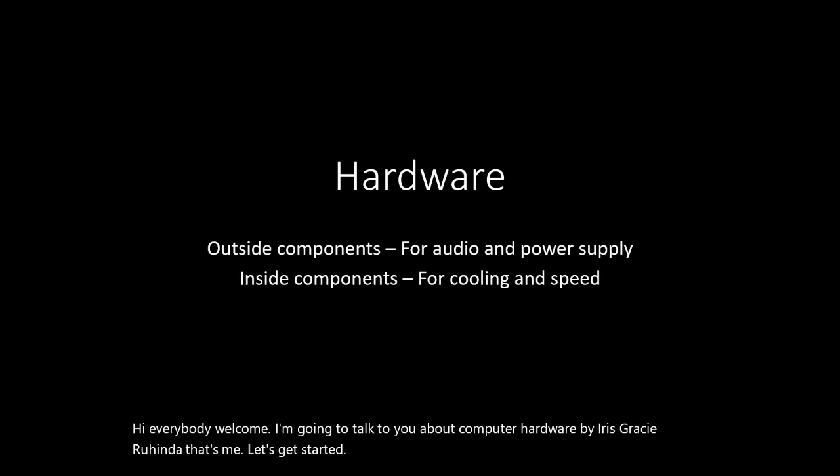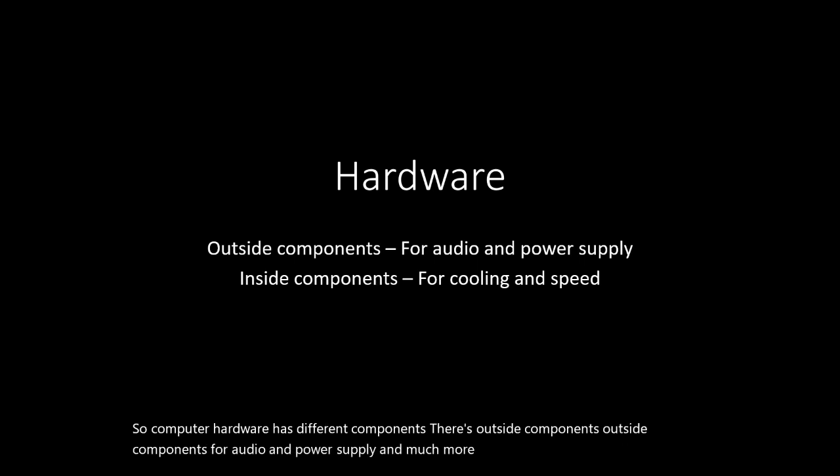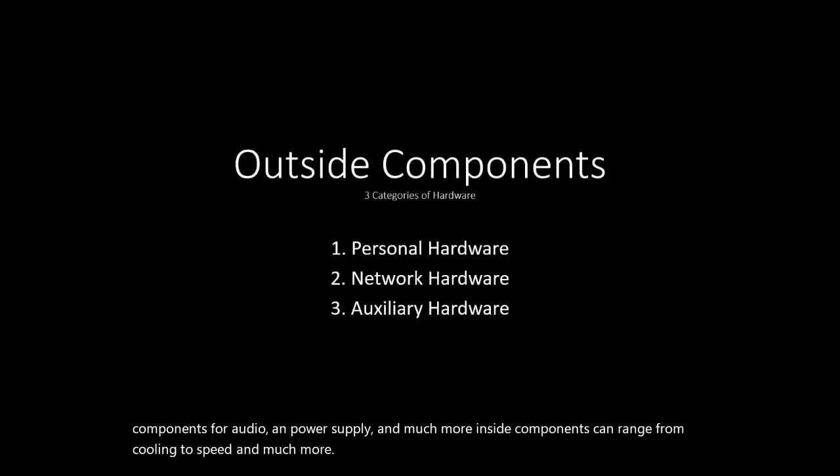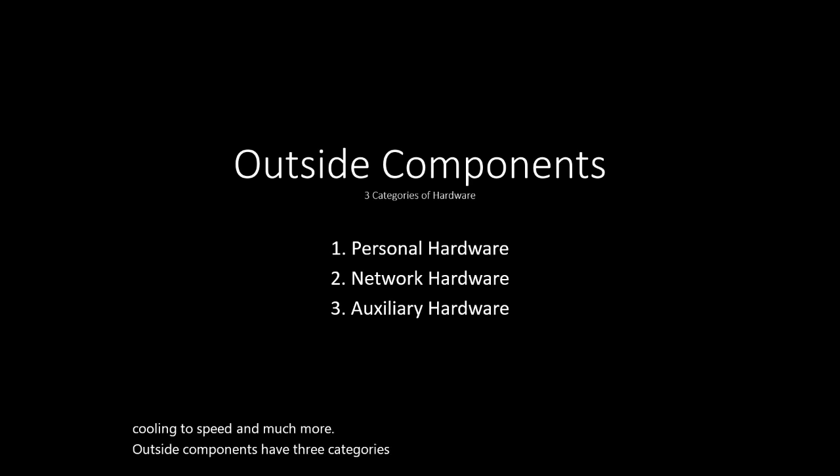So, computer hardware has different components. There's outside components for audio and power supply, and much more. Inside components can range from cooling to speed and much more. Outside components have three categories of hardware. There's personal, network, and auxiliary hardware.